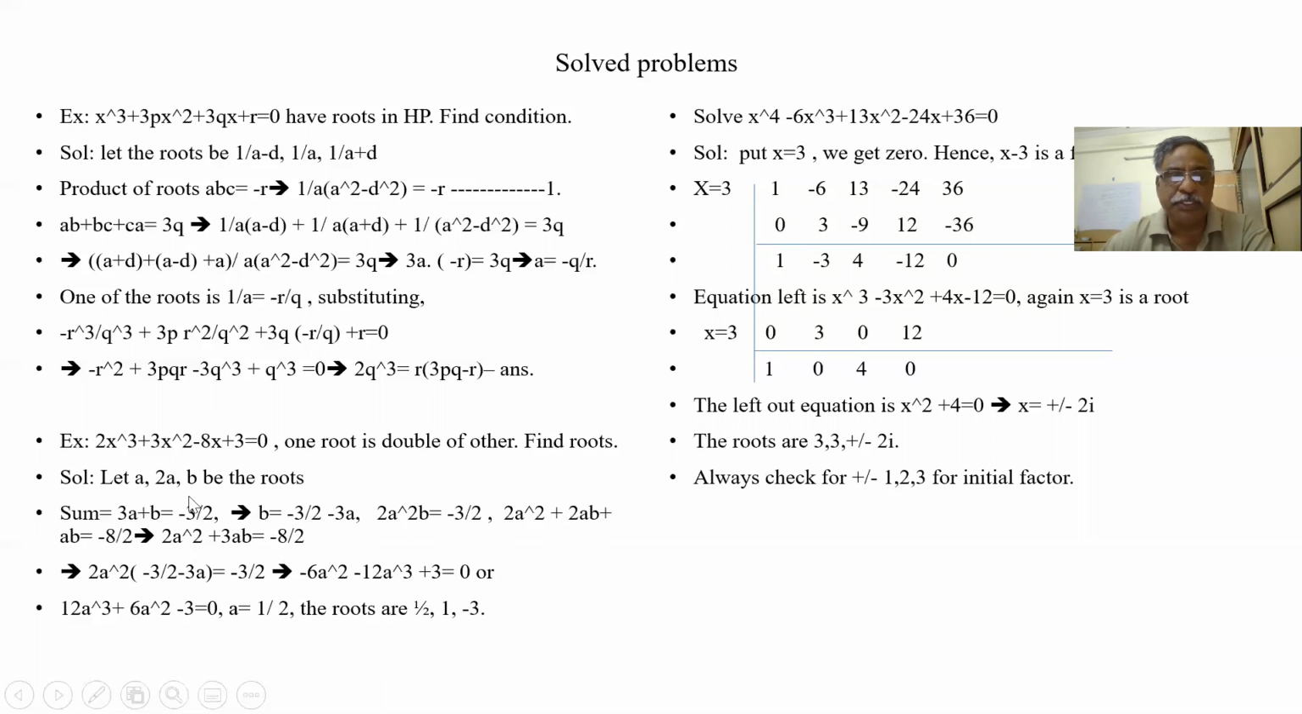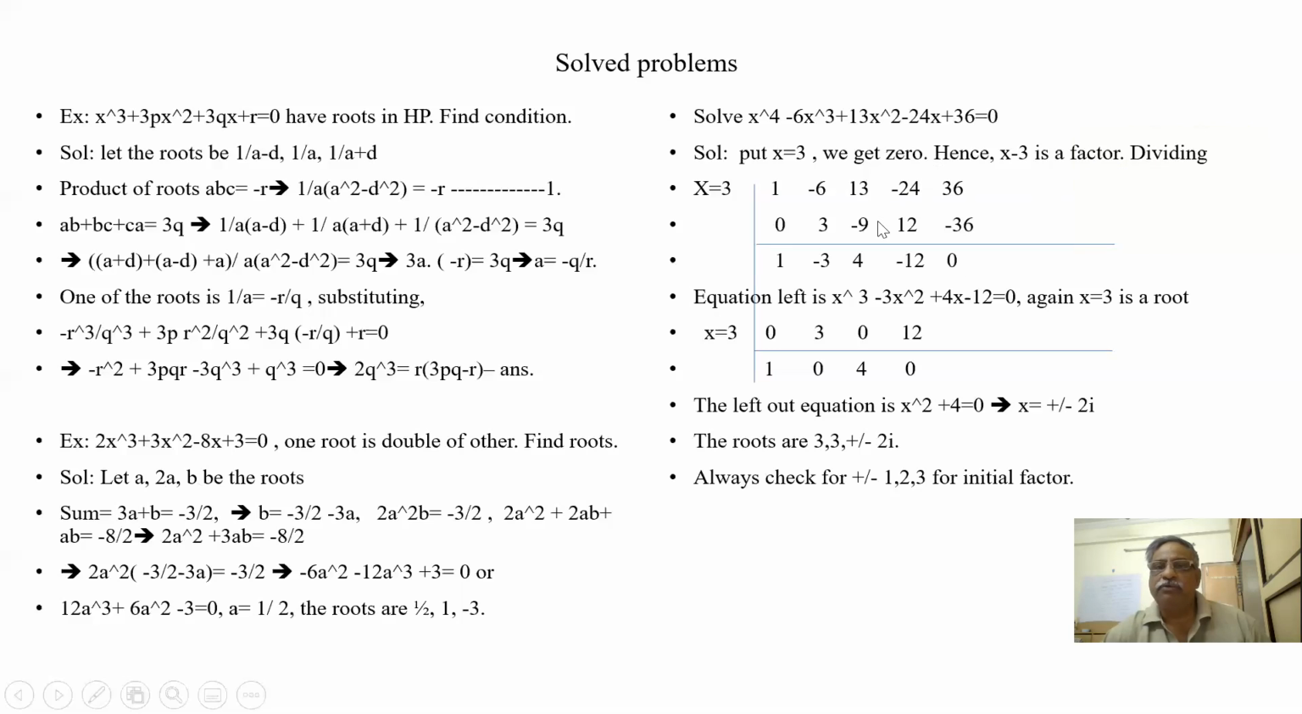So in the assumption itself, we should make it easy. If one root is double the other, we would need to put another equation here: A, B, C, with B equal to 2A. No, that is complicated. In selecting the roots itself, you should take A, 2A and B. It's easy for us.